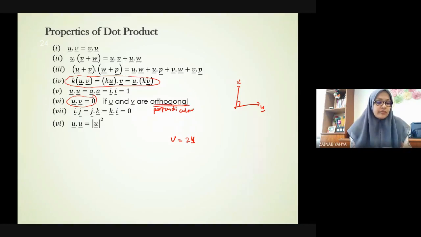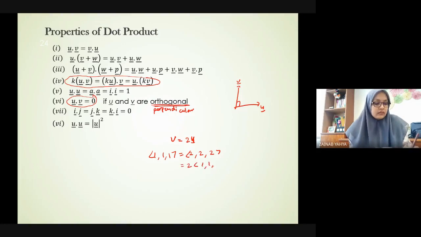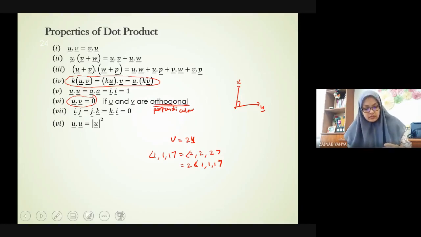So you can find a parallel vector here. For example, V equals 1, 1, 1. So U is 2, 2, 2. So they are actually parallel. So vector 1, 1, 1 is parallel to vector 2, 2, 2. Okay, next.